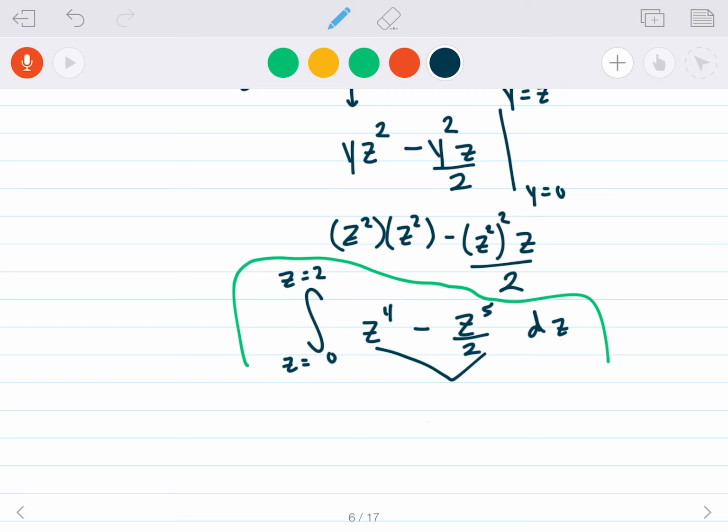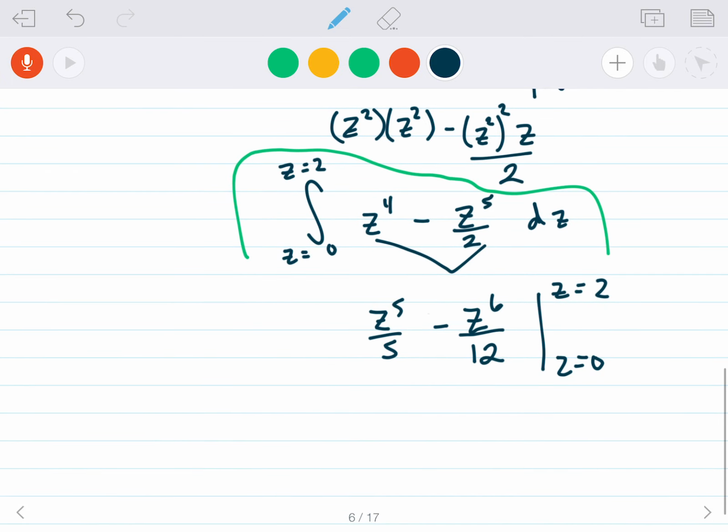So z to the 4th is z to the 5th over 5. And minus z to the 5th over 2 is minus z to the 6th over 2 times 6, which is 12. And I'm going from z equals 0 to z equals 2. If I plug in 2 for z, I get 2 to the 5th, which is 32 over 5, minus 2 to the 6th over 12. And if I plug in z equals 0, it's just going to clear, so I don't really have to worry about those. Let's see.